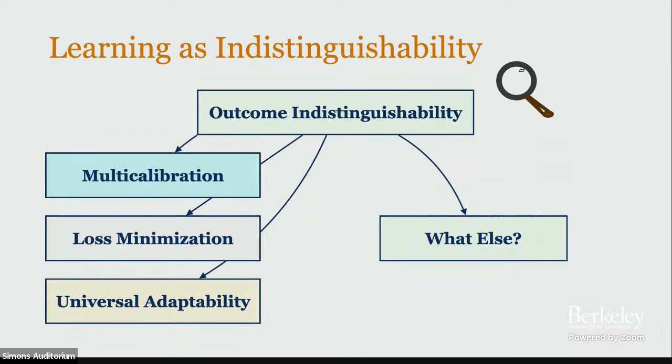Okay, and finally, the open direction with respect to outcome indistinguishability is really along these meta approach lines, right? We saw that outcome indistinguishability gives you multicalibration, loss minimization, universal adaptability. Really, the question is what else, okay? And a lot of these works are building up this compendium of things we can get from outcome indistinguishability. It's maybe a good way to write a lot of papers, but an inefficient way to understand something.